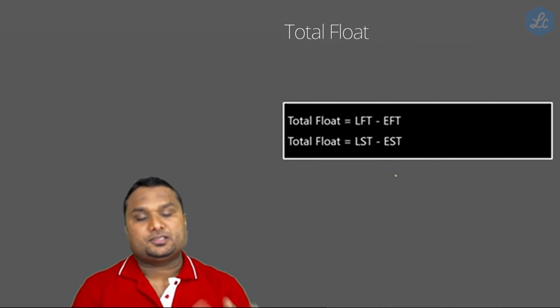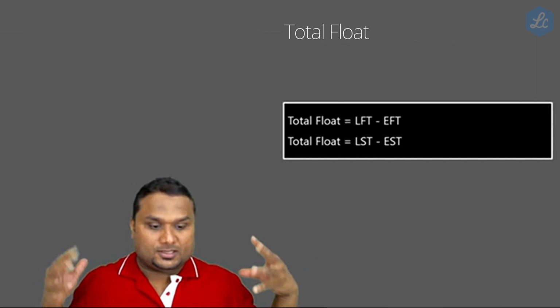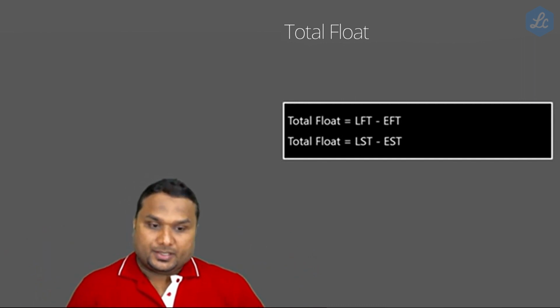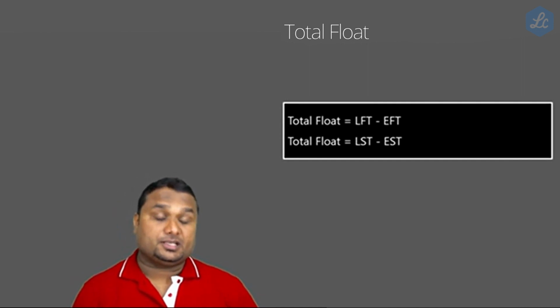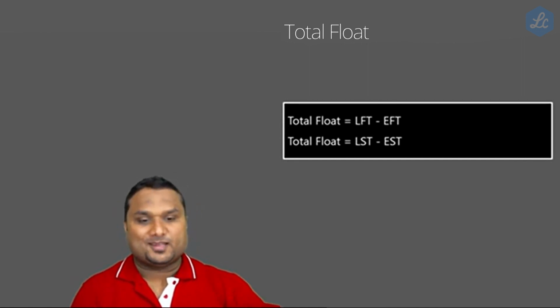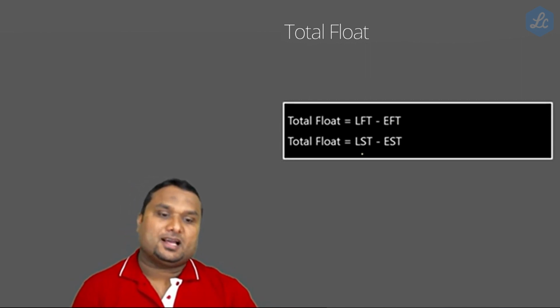Once we finish writing this, we will start with a very big problem, and it contains all those kinds of steps. Are you ready? It's a gigantic problem, so it will boost your confidence. Don't worry. So total float is equal to LFT minus EFT, or there is one more formula, LST minus EST. Any formula you can use. This is the formula for total float.